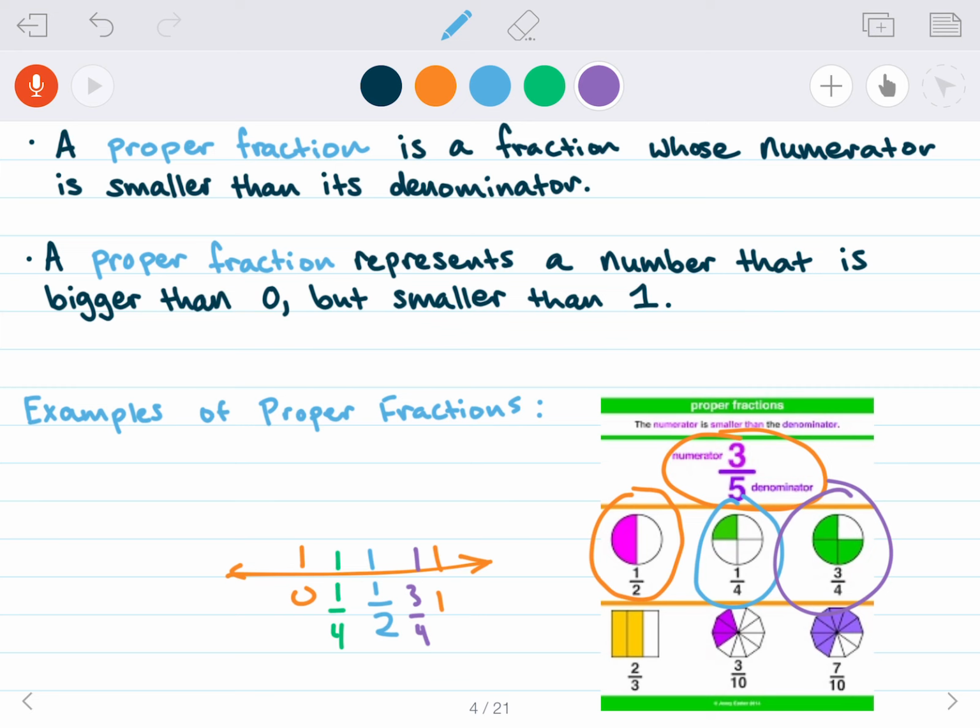And we could do the last 3 in a similar way. So all of these are proper fractions. They're numbers that are between 0 and 1. They're part of a whole. And the numerator is always going to be smaller than the denominator.